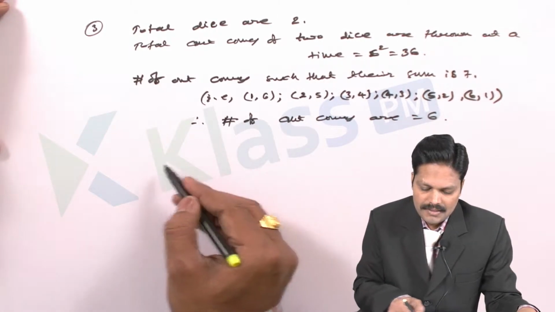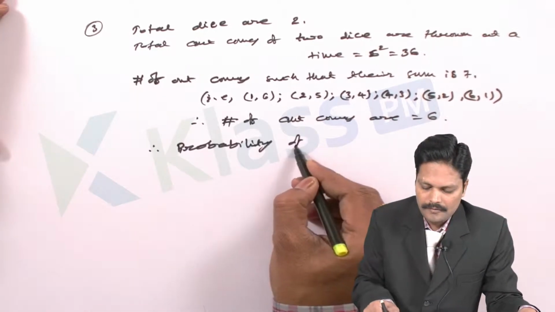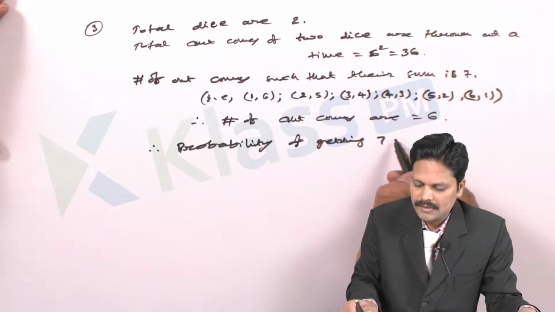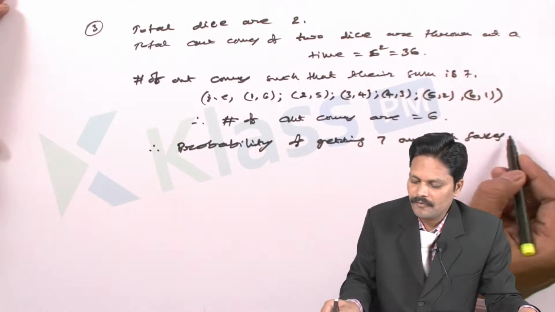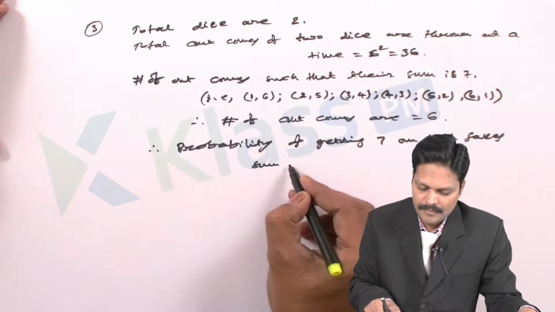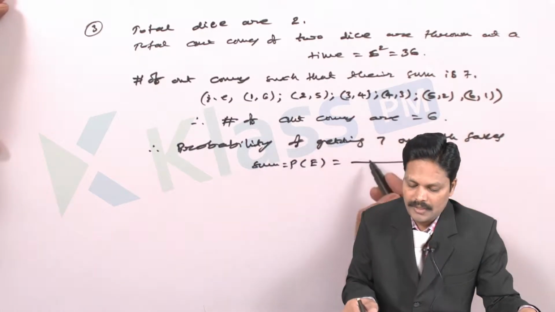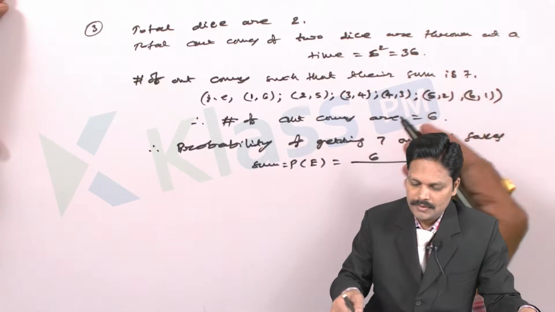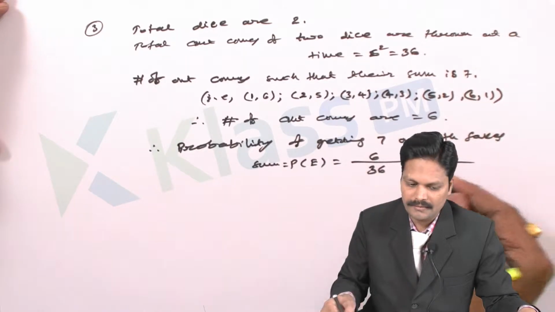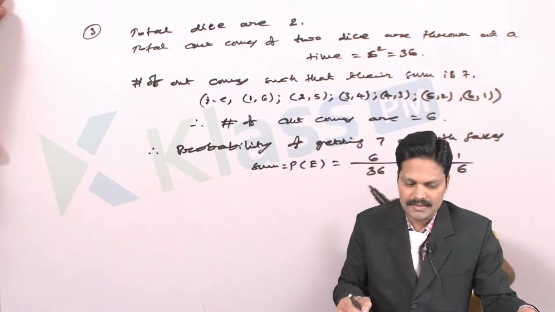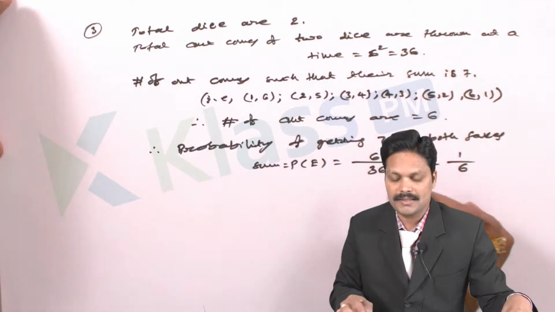Then, therefore, the probability of getting a sum of 7 on both faces: probability of E is equal to the favorable outcomes, 6, over the total outcomes, 36. So we take this as 1 by 6. This is the probability we can identify for the sum of the faces of the two dice being 7.